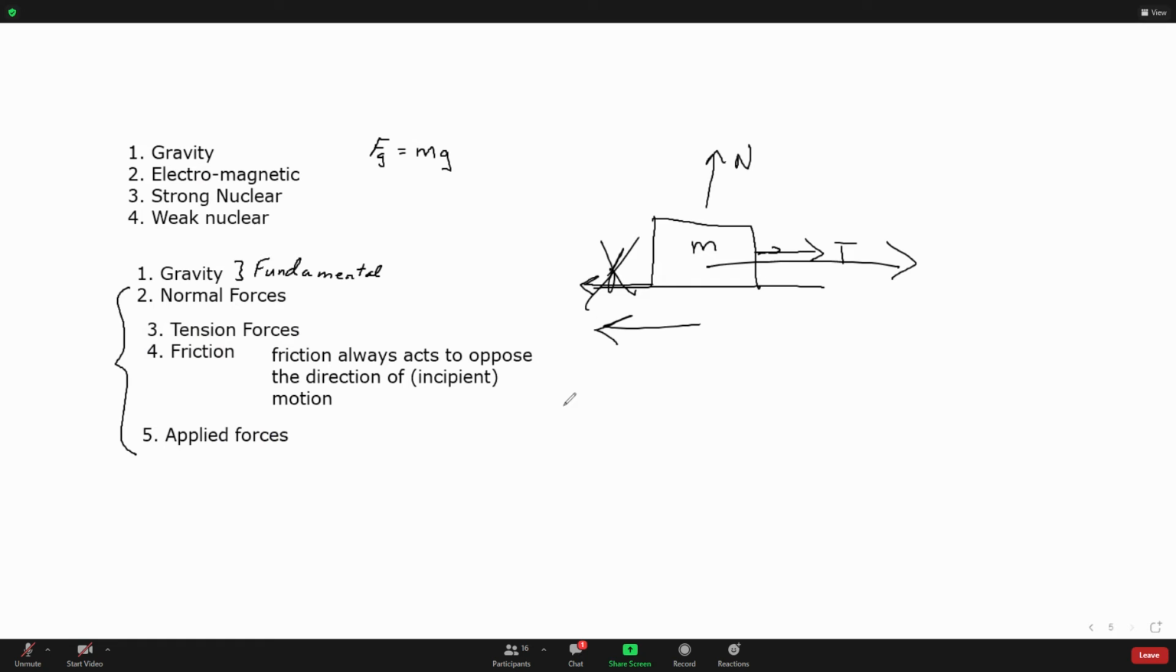All of these forces are electromagnetic in nature. What do I mean by that? I press my hand down on the table. Why does the table resist my pushing on it? Because the electrons in the molecules in my hand are repelled by the electrons in the molecules of the desktop.